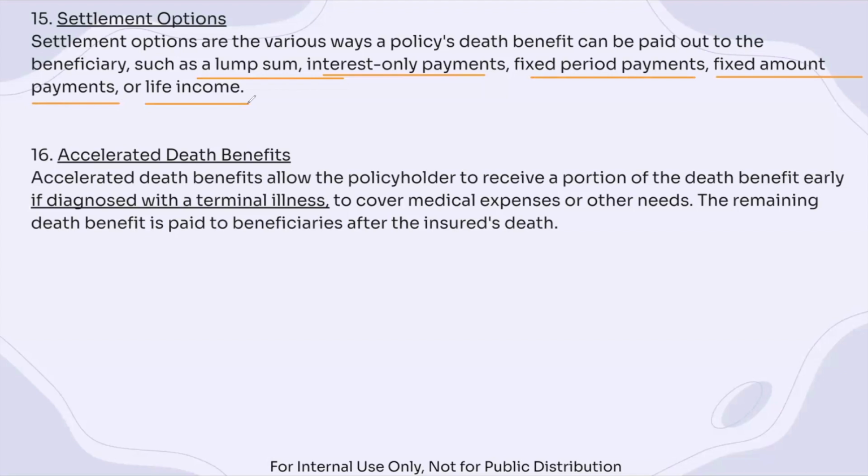Okay, and then number 16, we're talking about accelerated death benefits. It allows the policyholder to receive a portion of the benefits early if diagnosed with a terminal illness. This is similar to our long-term care rider, but it isn't exactly the same. This is more of a provision, and it is only if diagnosed with a terminal illness. After that, the remaining benefits would be paid out to the beneficiaries as usual.